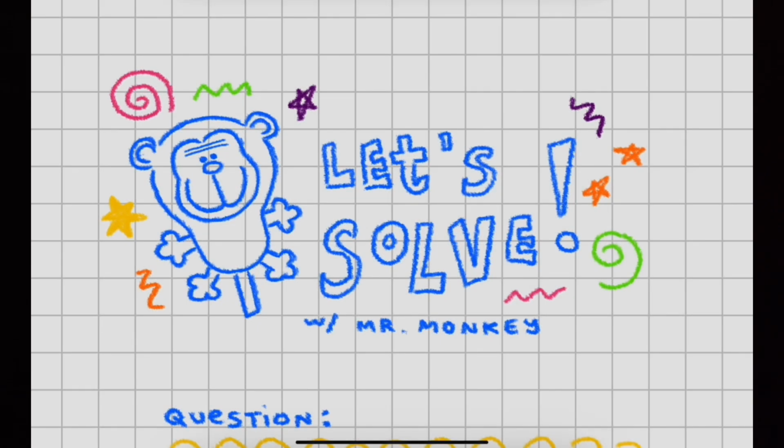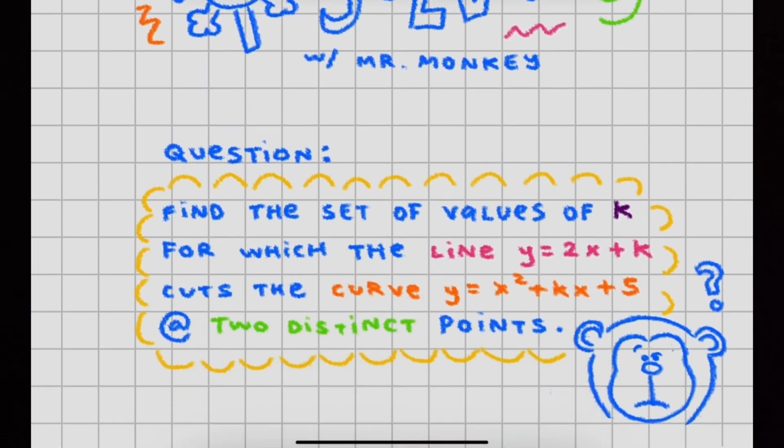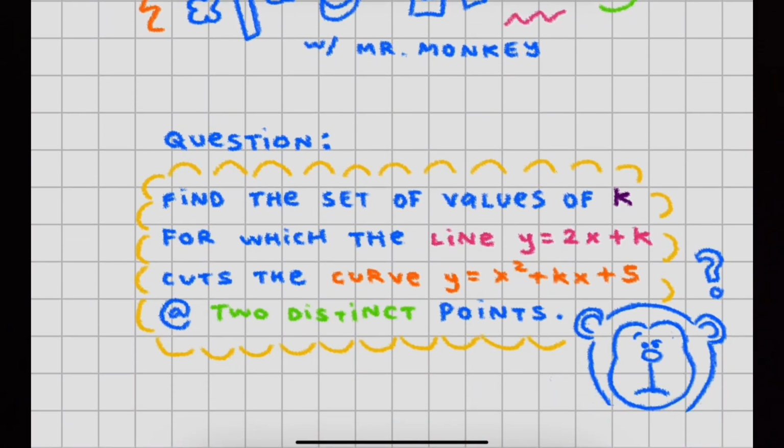Today, we'll be solving a quadratic equation problem using the discriminant. Let's solve. Our question is, find the set of values of k for which the line y equals 2x plus k cuts the curve y equals x squared plus kx plus 5 at two distinct points.